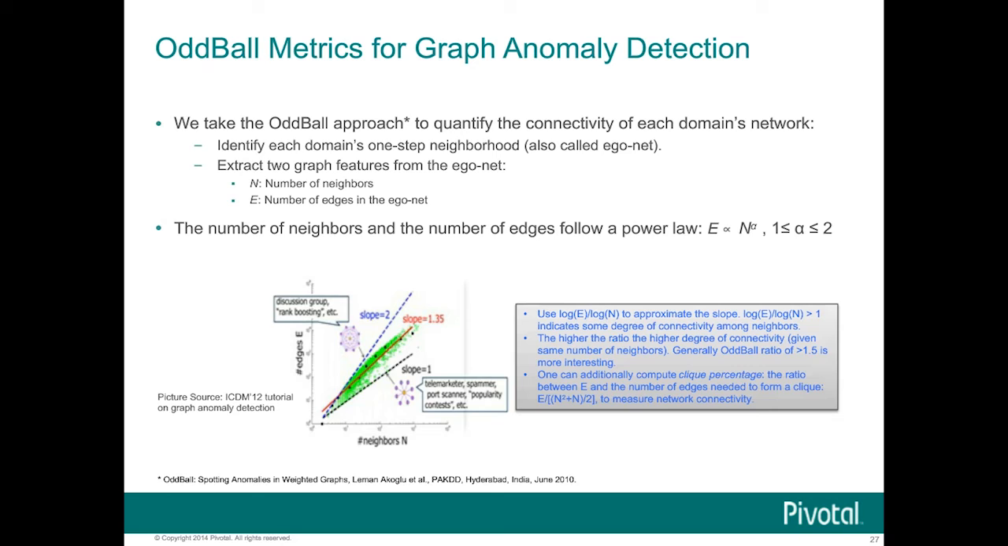Typically, the oddball metric, which is the slope, if it is greater than 1.5, is more interesting because that would indicate that there is some amount of connectivity in the graph. We also look into another metric called the clique percentage. That is the ratio between the number of edges in the egonet to the number of edges needed to form a clique. A clique is a fully connected graph. So if there are n nodes in a graph, a clique would have (n squared plus n)/2 edges. So the clique percentage is nothing but E divided by (n squared plus n)/2. This clique percentage is also used to measure the network connectivity.